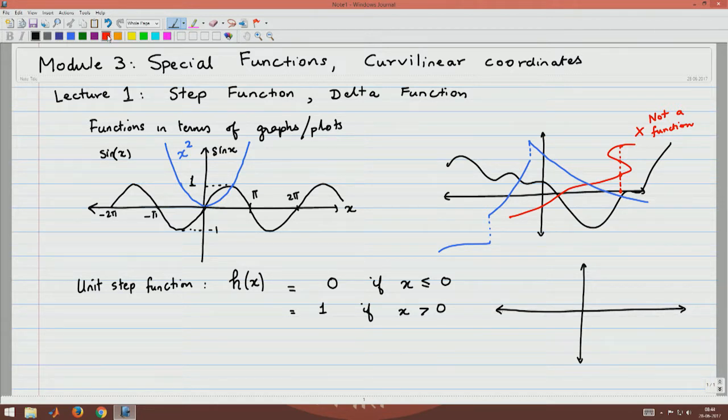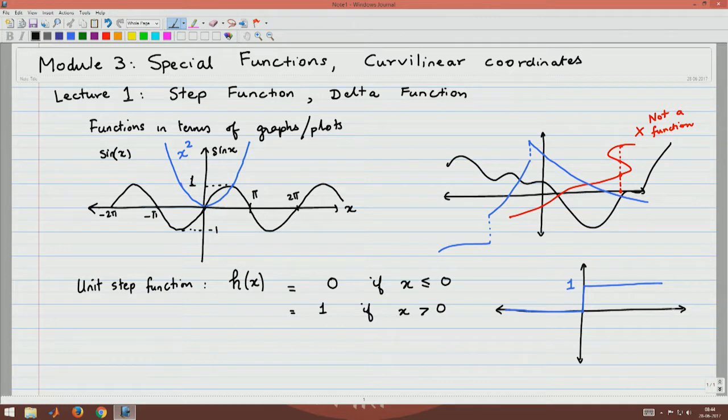So, let me show it in blue. Okay. So, the plot of the function will be 0 for all values of x less than 0. So, it is 0 along this axis, then at x equal to 0 it goes to 1 and then it stays at 1. This value is 1. So, this is what your function looks like.